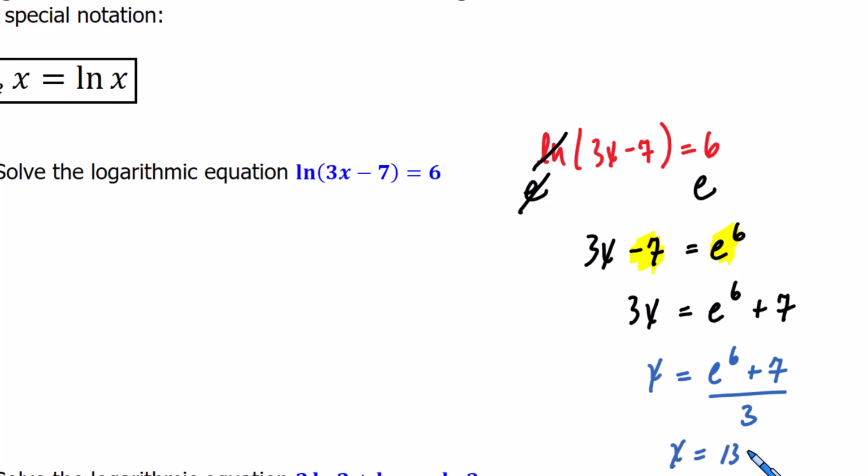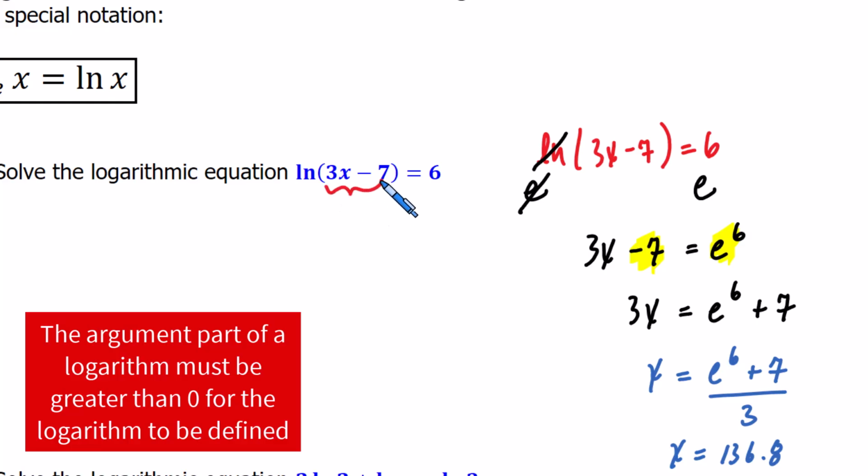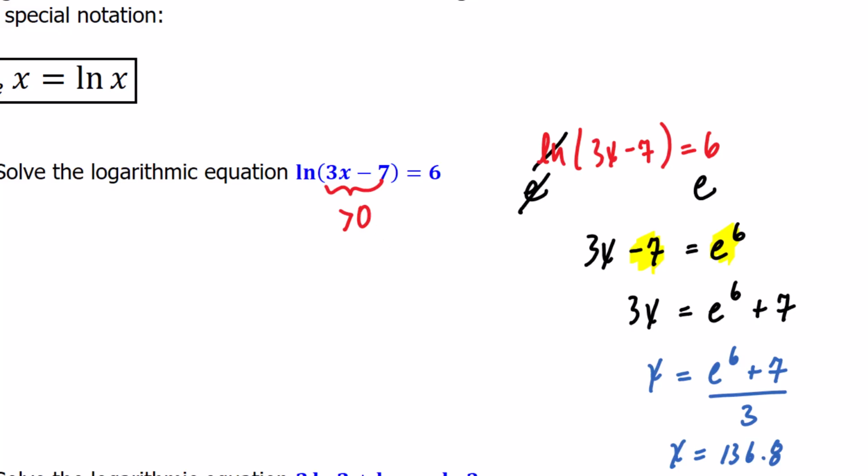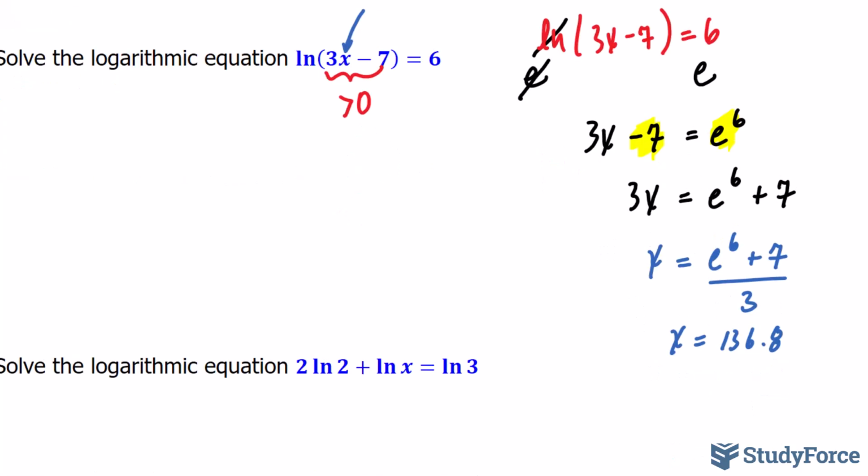We do need to check for validity though, because the argument part of a log needs to be greater than 0. And just by inspection alone, if we were to substitute 136.8 into x, multiply by 3 and subtract 7, we would end up with a value greater than 0. So we know that this will satisfy the equation.